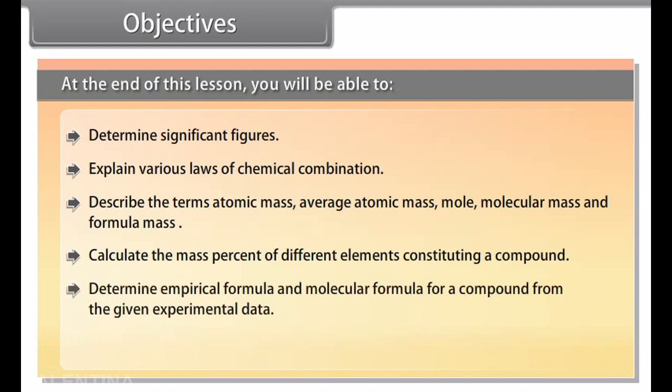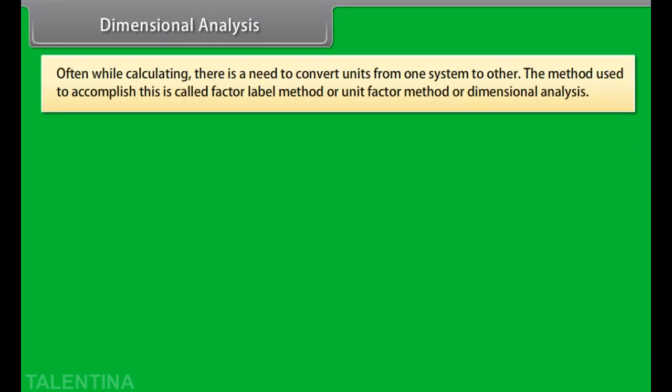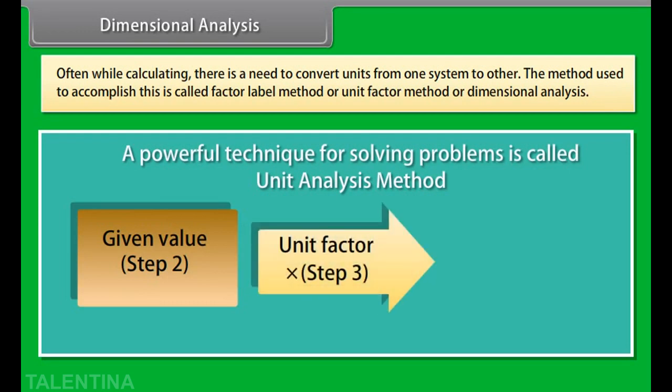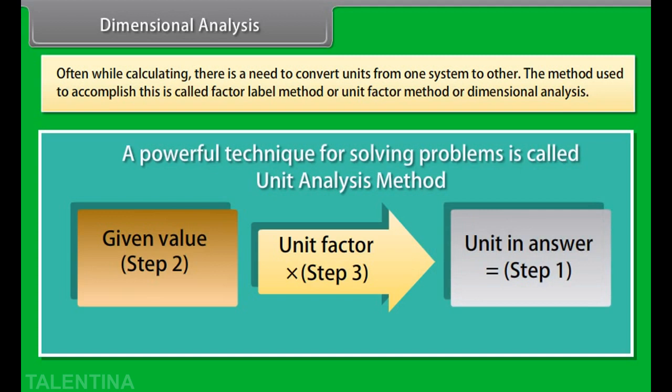Determine empirical formula and molecular formula for a compound from the given experimental data. Perform the stoichiometric calculations. Dimensional analysis. Often while calculating, there is a need to convert units from one system to another. The method used to accomplish this is called factor label method or unit factor method or dimensional analysis.